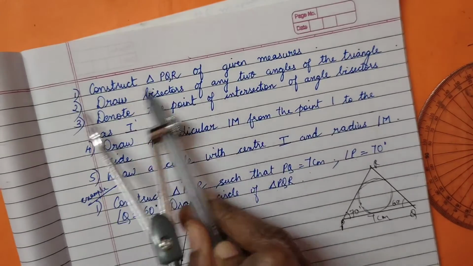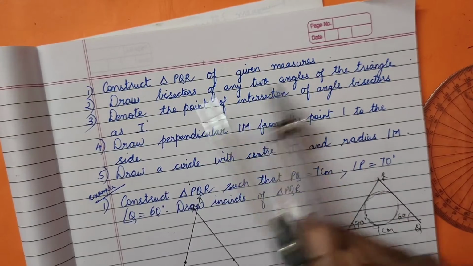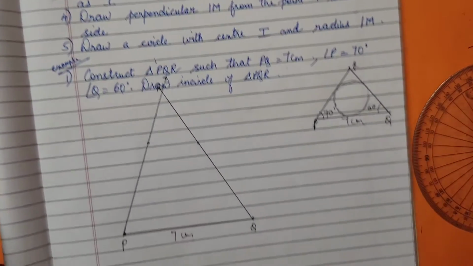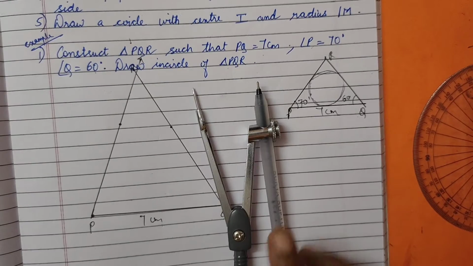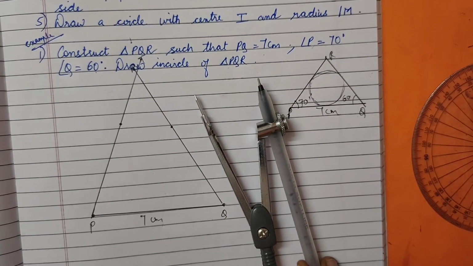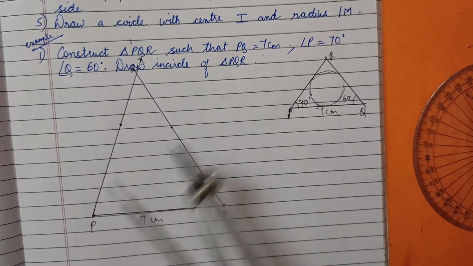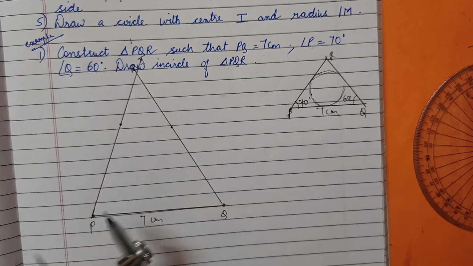The first step is what? Construct triangle PQR. We have done. Next what? Draw the bisector of any two angles of a triangle. So we are going to draw the bisectors of any two angles of a triangle right here. So how many angles can we see? 1, 2, 3. But we need any two sides.